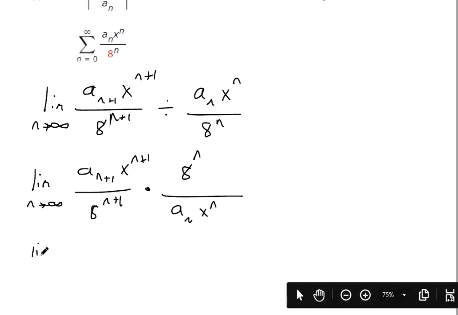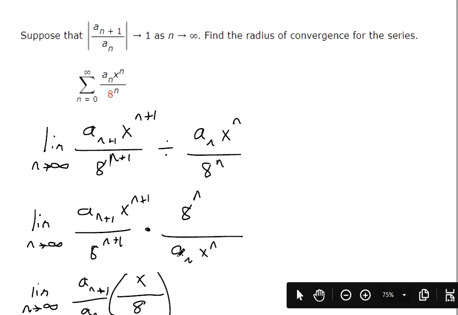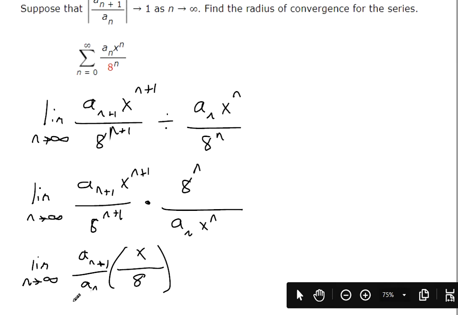Because if we do that, then we can write the a sub n plus 1 over a sub n term off to the side, and that's where that limit's going to come in handy that we were given at the beginning, that this limit was going to be 1. And then here we have x to the n plus 1 divided by x to the nth, so that's just x to the first. And 8 to the nth over 8 to the n plus 1, that leaves 8 to the first on bottom. Okay, so we know that this limit is going to go towards 1.